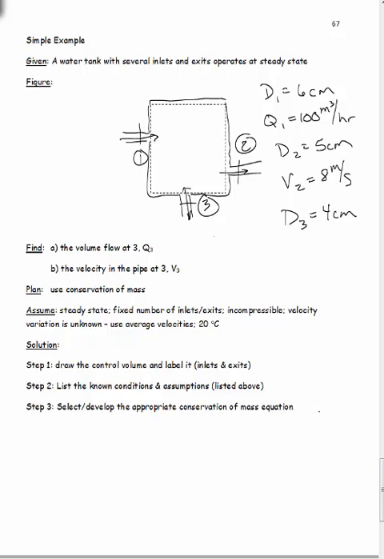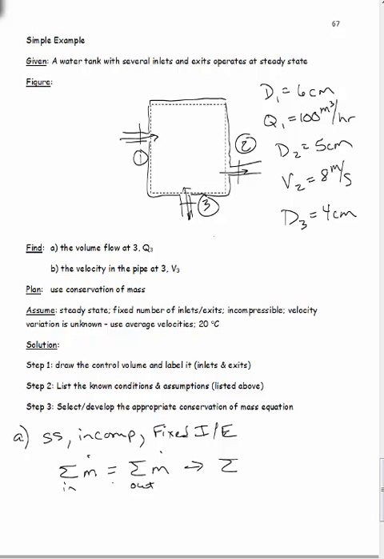Okay, so we did step 1, step 2, and then we're going to develop the appropriate conservation of mass equation. Fixed inlets, exits, steady, average velocity. This is our easiest case. So basically we can jump right to the sum of the m dot in equals the sum of the m dots out. And since it's incompressible, we can pull out our rhos and cancel those out, and the sum of the Q in equals the sum of the Q out. This is the incompressible part.